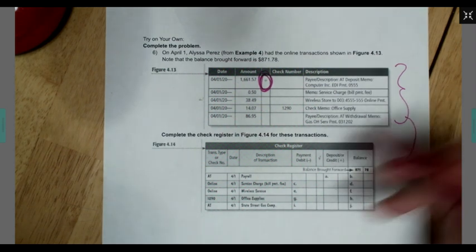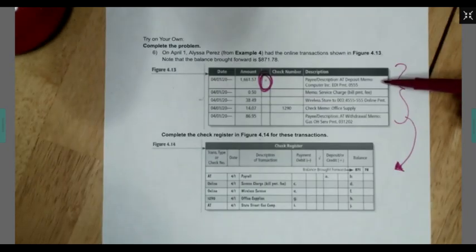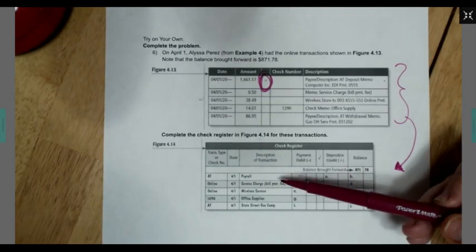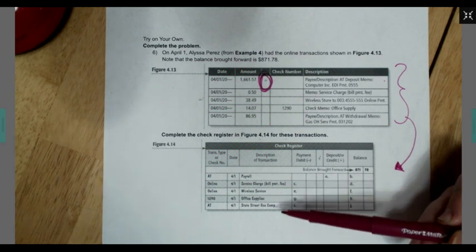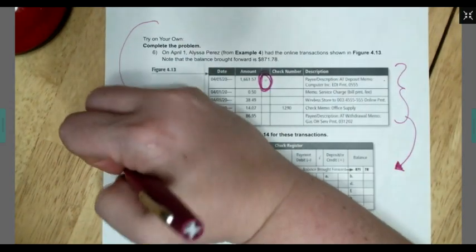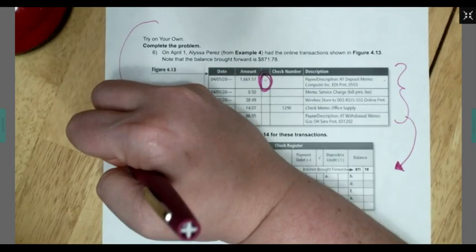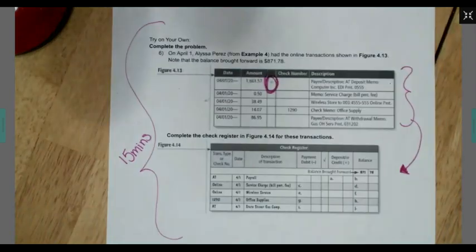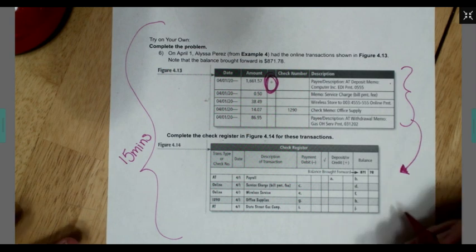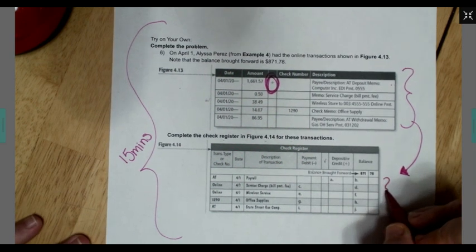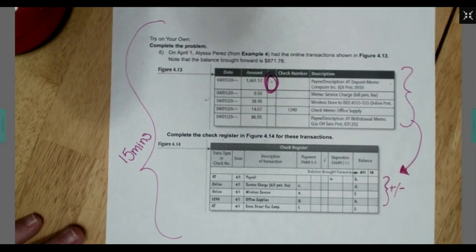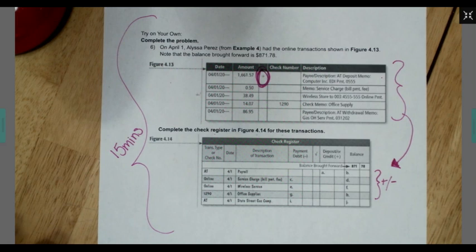into the appropriate lines. Now pay attention to your descriptions over here. They might not match word for word, but they should be pretty close to the descriptions in my check register. For this problem, I'm going to give you about 15 minutes to copy all that information over and run your check balance. I need to see your ongoing total here. So make sure that you're adding or subtracting where need be. Go ahead and take a moment to pause your video and answer question 6 on the try on your own.